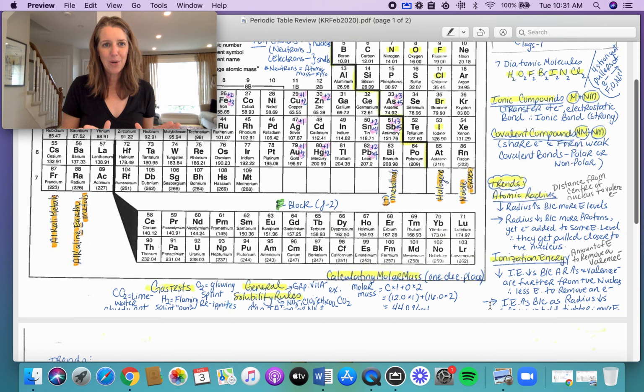Okay, pause the video, go over that in your head. Could you explain that to somebody else? As you move across the periods on the periodic table, so as you move across a row, the ionization energy increases. Why? Because the radius decreases, which means those electrons are held closer and tighter together. Therefore, to remove an electron, which is what an ionization energy is, it becomes higher. It requires more energy because those electrons are held tighter.